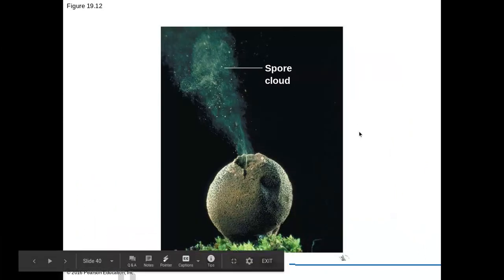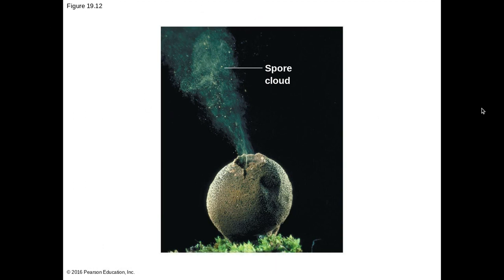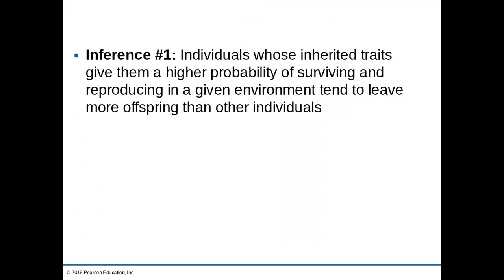Here's an example of a plant releasing a bunch of spores into the air. As you can imagine, there are thousands of spores in this spore cloud. Only a few are going to survive and reproduce. So because of that, there's two inferences that he makes. First of all, he says that individuals whose inherited traits give them a higher probability of surviving and reproducing in a particular environment will tend to have more offspring than other individuals.